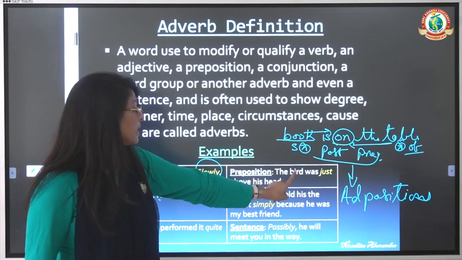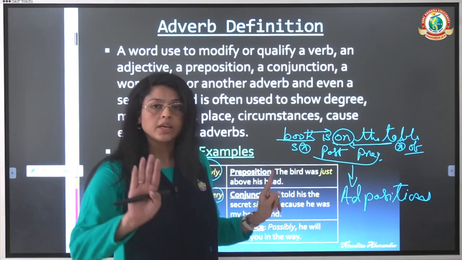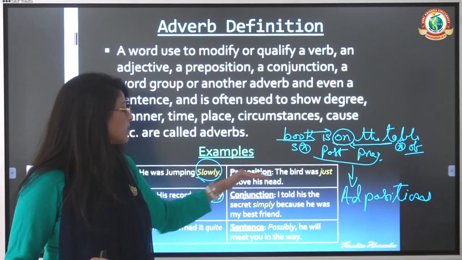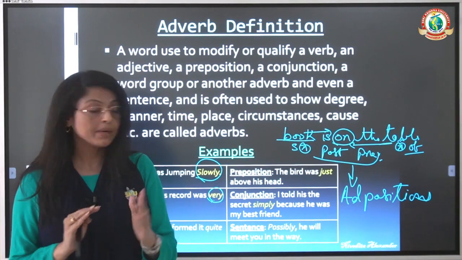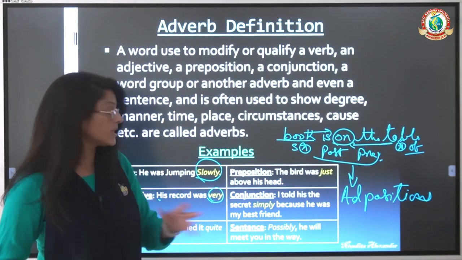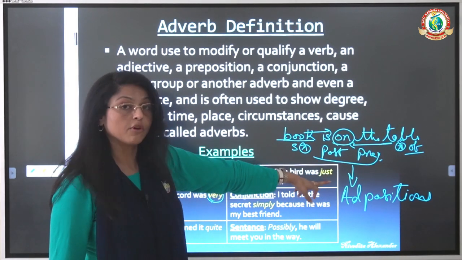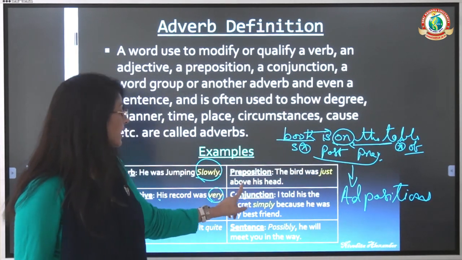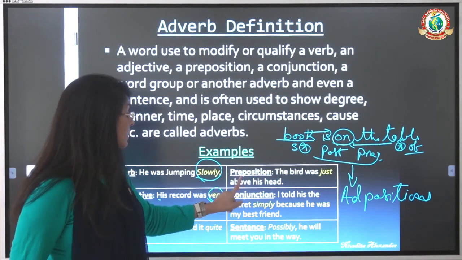So, the bird was just above. It is more than sufficient to say the bird was above his head, but by adding this, just slightly above, right? So this is an adverb here. So it is working as a preposition. So this is the position.